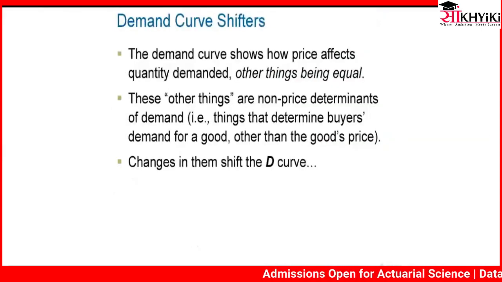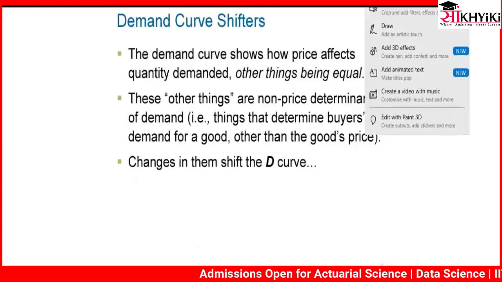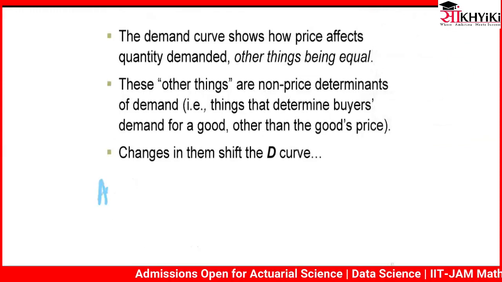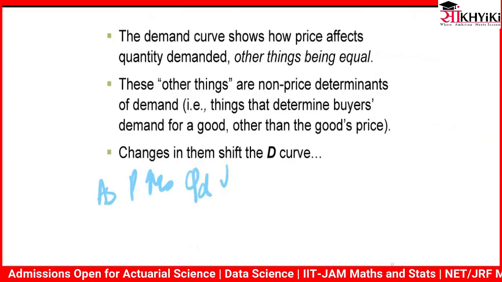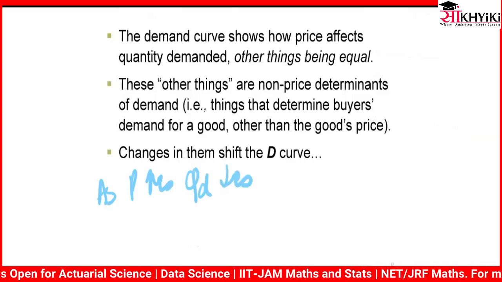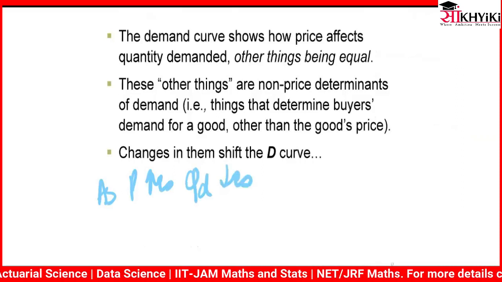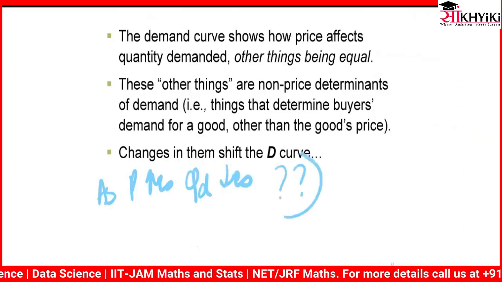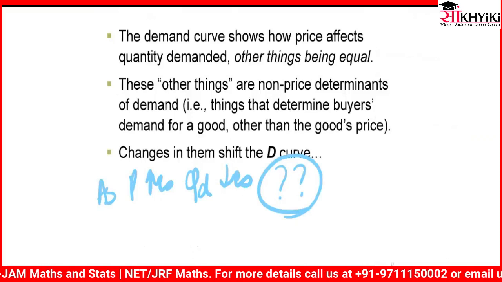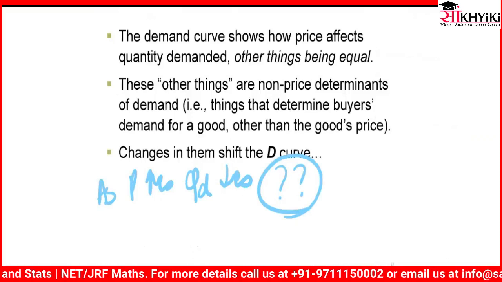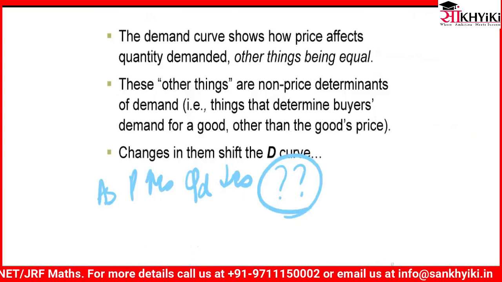So I have understood till now that price is one factor which affects the demand, and we have understood that as price increases, the quantity demanded decreases. But is there something else which can affect your demand? So yes, there are things which can affect your demand. For example, your income. When your income increases, you should demand more.